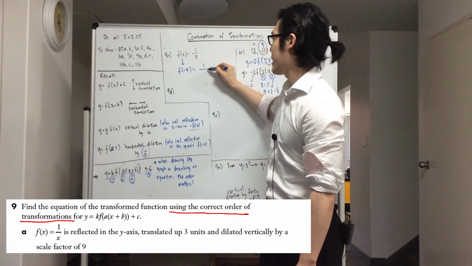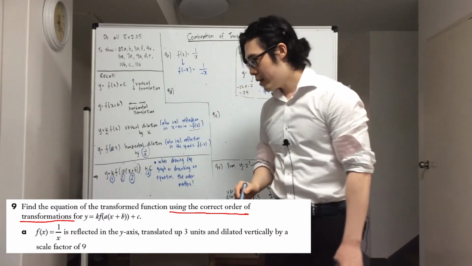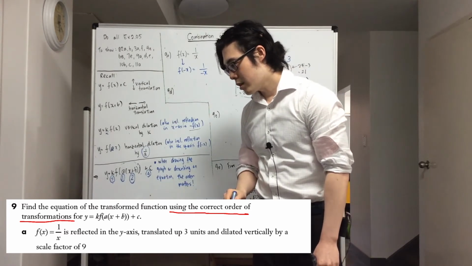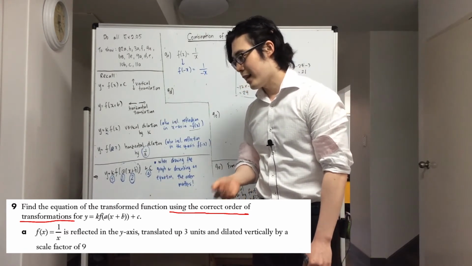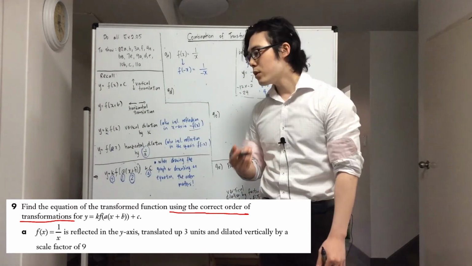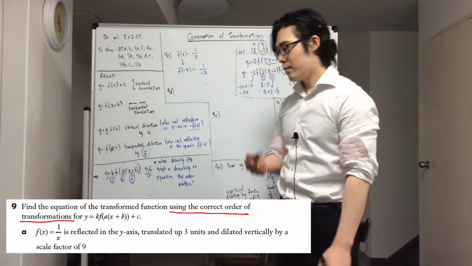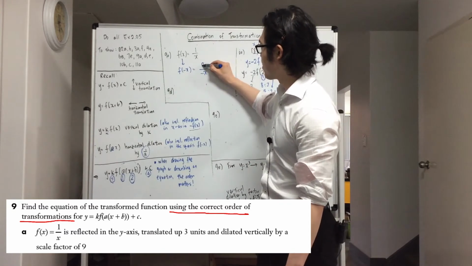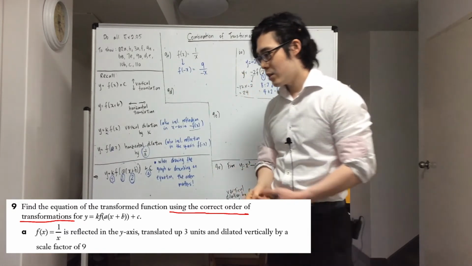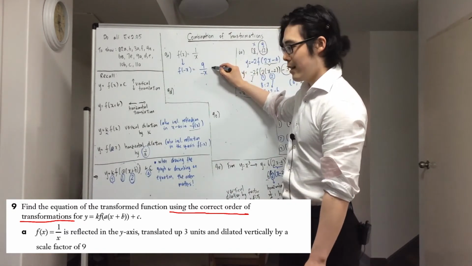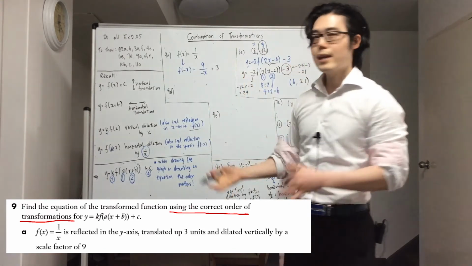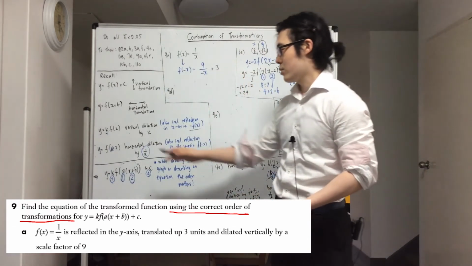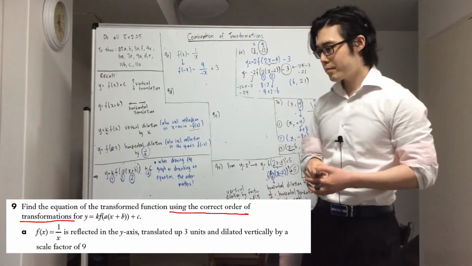So that's just that. And then it says translated 3 units up, and then dilated vertically by a scale factor of 9. You want to do the dilation first after that. So dilated vertically by factor of 9 means you're just multiplying the function by 9. And then you want to write translated up by 3 units, which is that. So that's how you would do it when it comes to doing the transformation in order.